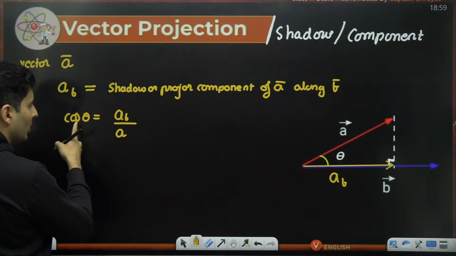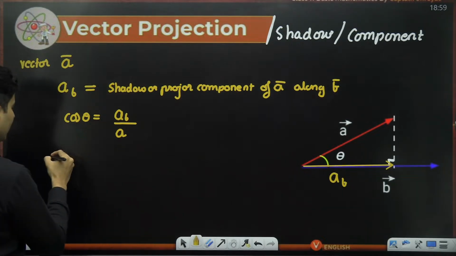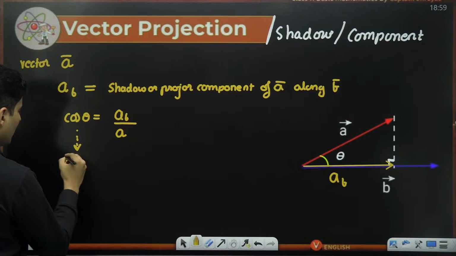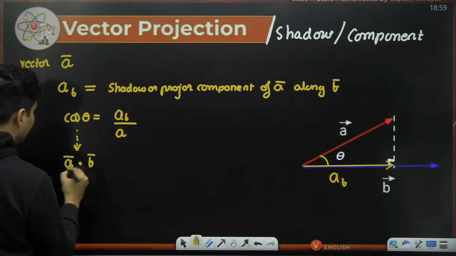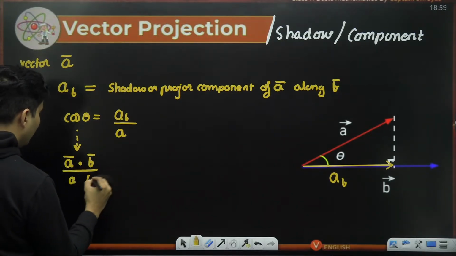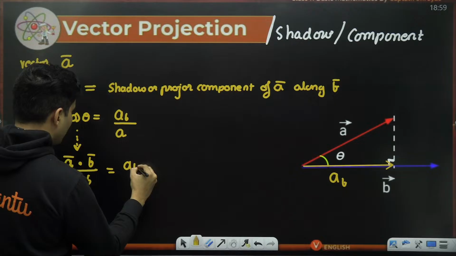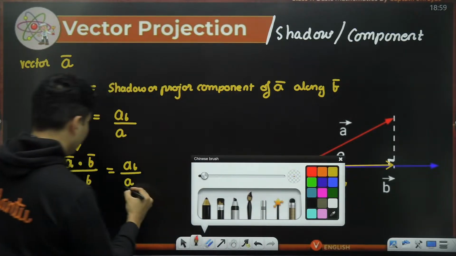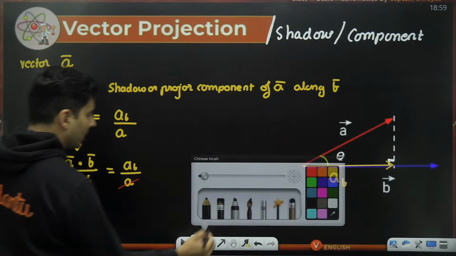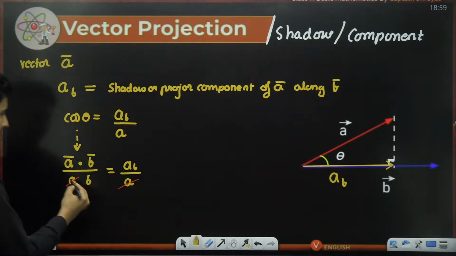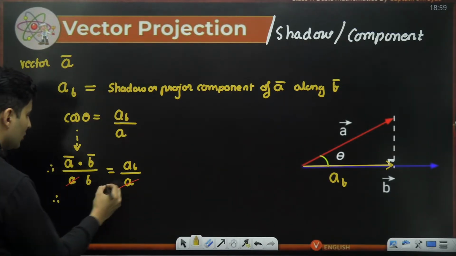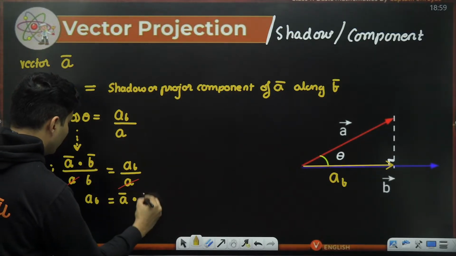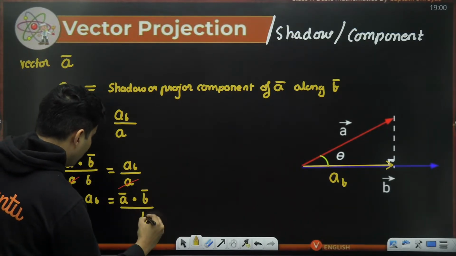So wait a minute, cos theta I already know. Cos theta is nothing but A vector dot B vector divided by magnitude of A and magnitude of B. So that is AB divided by A. What happens now is that this A and this A just got cancelled off. So therefore, A of B is nothing but A dot B divided by B.